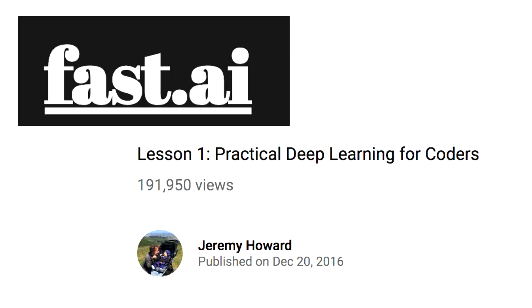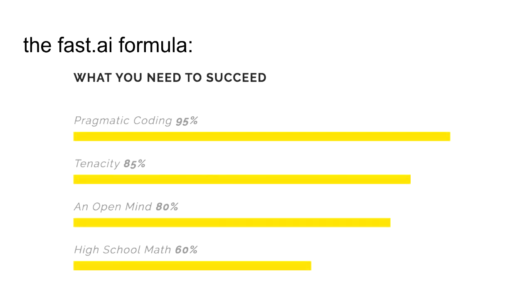And I fell in love with their approach to what you need to succeed. 95% of it is pragmatic coding, 85% tenacity, 80% an open mind, and 60% was high school math. And I was like, okay, I got through high school math. I didn't take any math in college, but I got through high school math. So this formula, I was like, this is something I can see myself doing. And I think hopefully everybody in the room can see, I think we have some tenacity. I think everyone here has an open mind. They want to learn something. And so this is so cool to see, and this is the kind of approach that I want to spread to you.